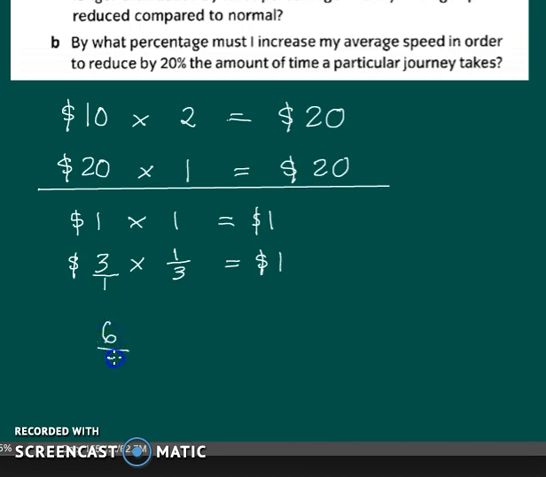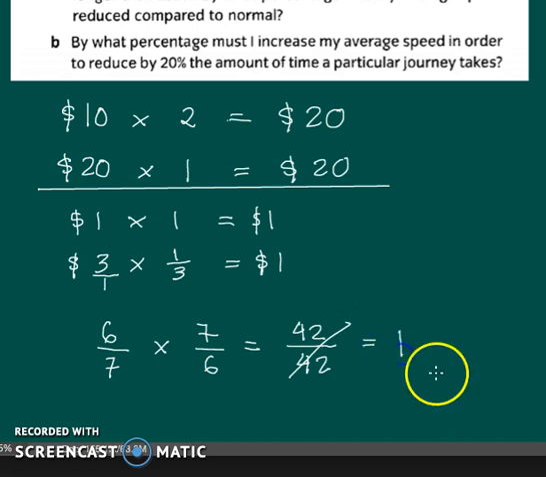Let's try this with 6 over 7. What is the reciprocal of 6 over 7? We flip it and we get 7 over 6. And what do we get? 6 times 7 on top equals 42. 7 times 6 on the bottom equals 42 once again. The numerator and the denominator are the same, so they will equal 1. So you can pause the video and try a few more examples on your own to see how 2 reciprocals multiplied together will always equal 1. And this is the concept that we're going to explore in order to solve this question.